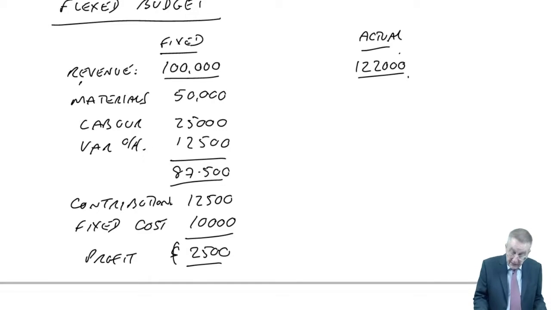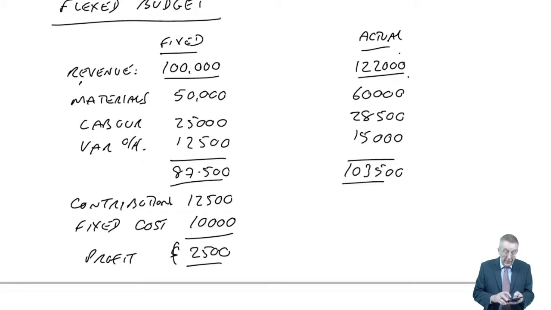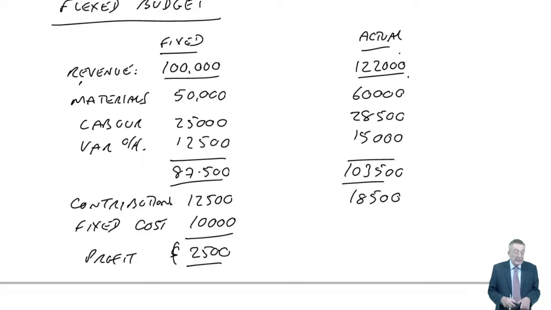Our materials, actuals was 60, labour 28.5, variable 15. So the total variable costs 103,500, giving a contribution of 18,500. Have I done it right? 88,9,800. Yes, I have. And of course, there were fixed overheads of 11,000.